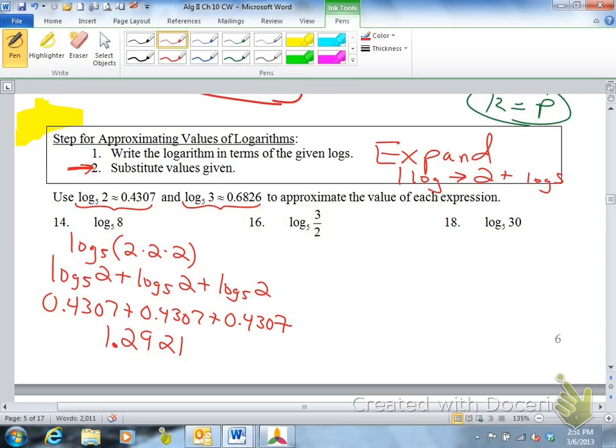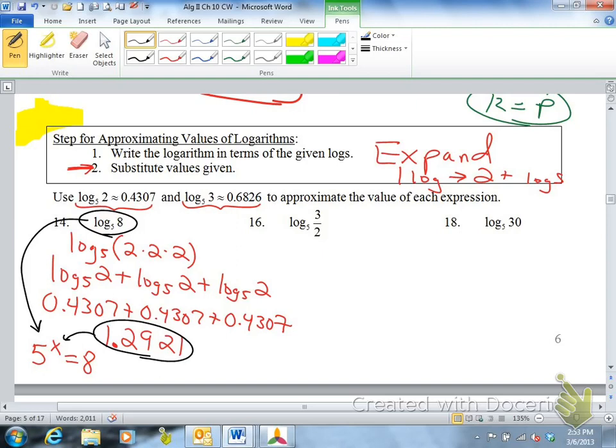What does that mean? That means 5 to the what equals 8. I get this from the very original question. This log can be rewritten as this, where a log equals an exponent. So this answer right here is the answer to x. 5 raised to the 1.2921 is approximately 8. We rounded, so it might be 7.99999 or something like that.